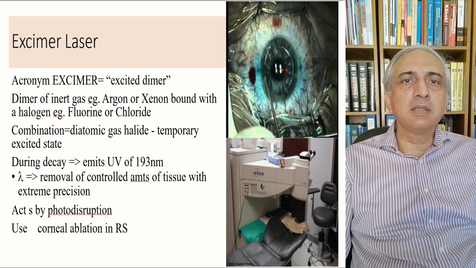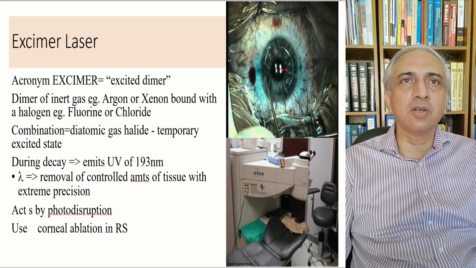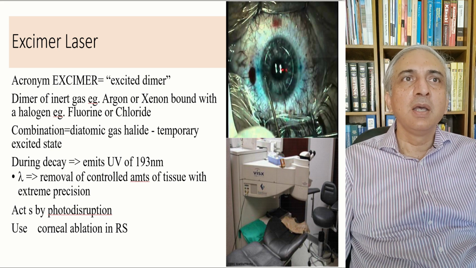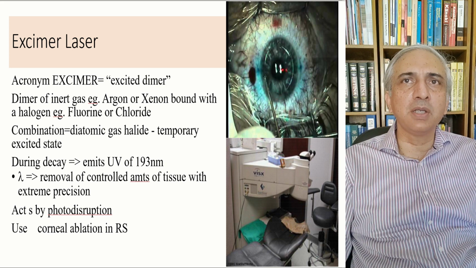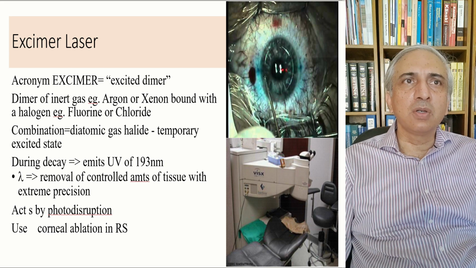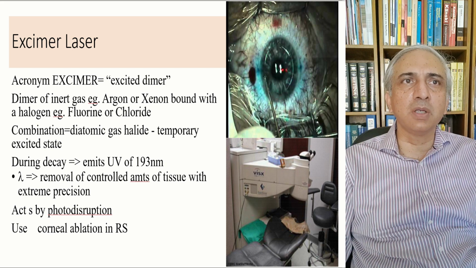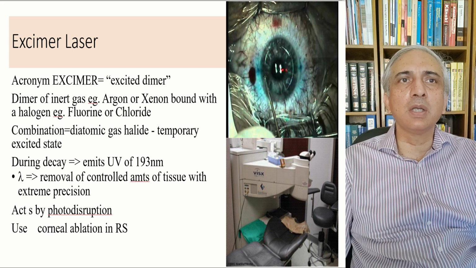The excimer laser, the acronym is for excited dimer. So it's a dimer of inert gas, argon or xenon, bound with a halogen, fluorine or chloride. The combination, diatomic gas halide, has a temporary excited state, and during decay emits UV light of 193 nanometers. So, a removal of controlled amounts of tissue with extreme precision, acting by photodisruption and used for corneal ablations in refractive surgery.